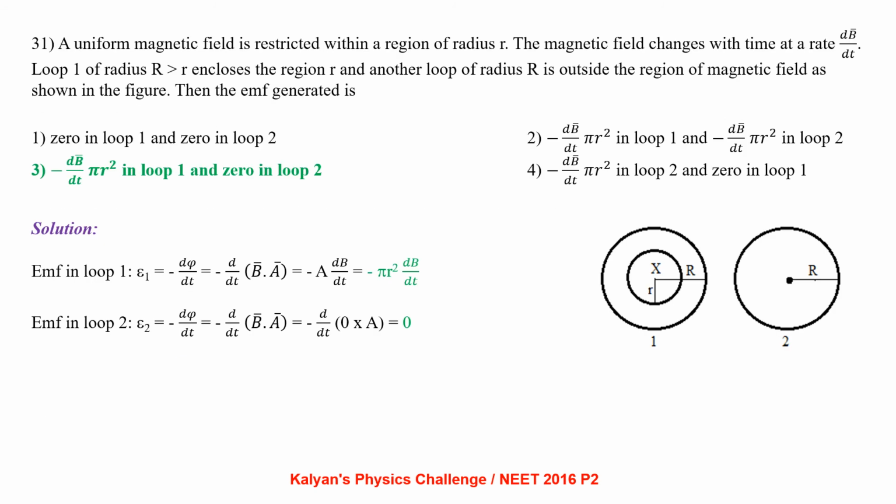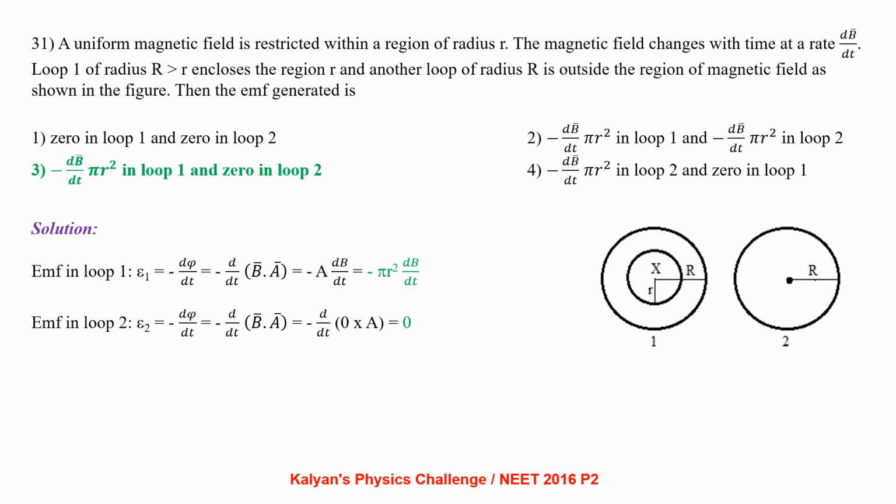A uniform magnetic field is restricted within a region of radius small r. The magnetic field changes with time at a rate of dB by dt. Loop 1 of radius capital R, which is greater than small r, encloses the region of small r, and another loop of radius capital R is outside the region of the magnetic field as shown in figure. Then the EMF generated is.